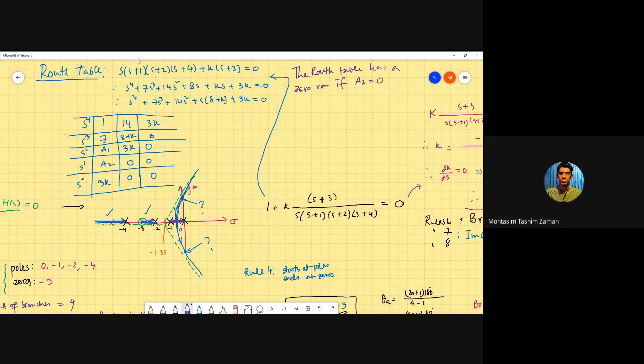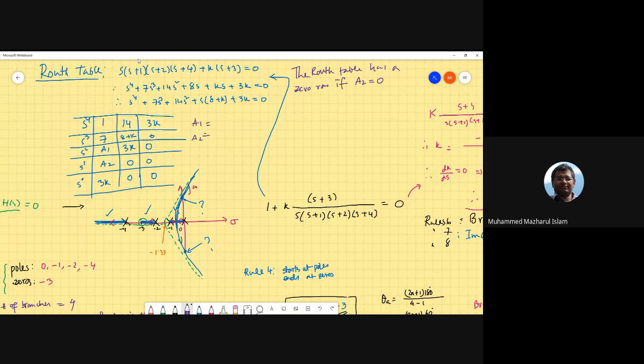It will depend on the value of k. Of course it will depend on the value of k, but what is the condition? I have not calculated a2 yet. Once we calculate a2, if that is 0, it will be a function of k. There will be k inside a2. If a2 is equal to 0, you will find some condition, some values of k.